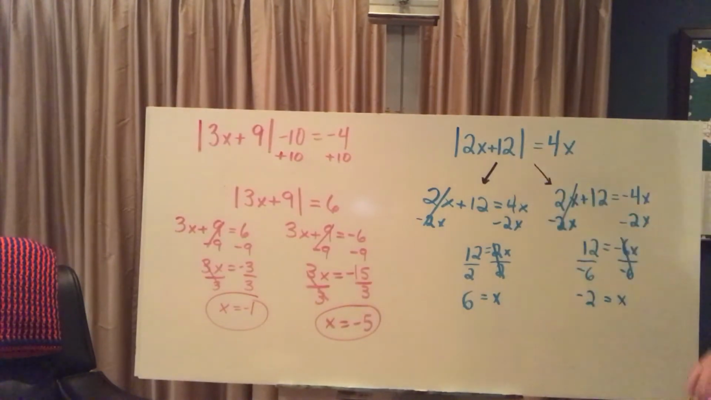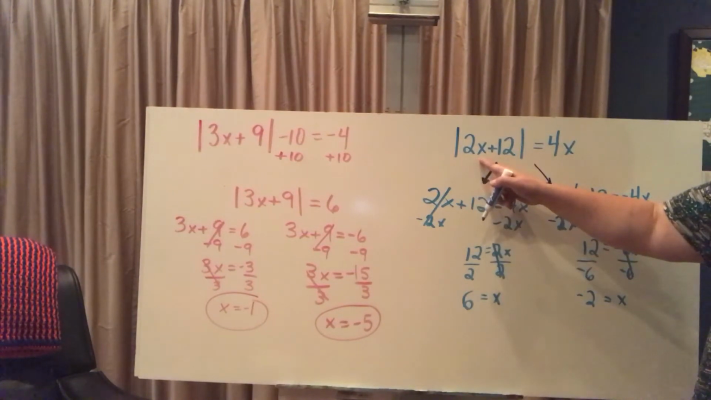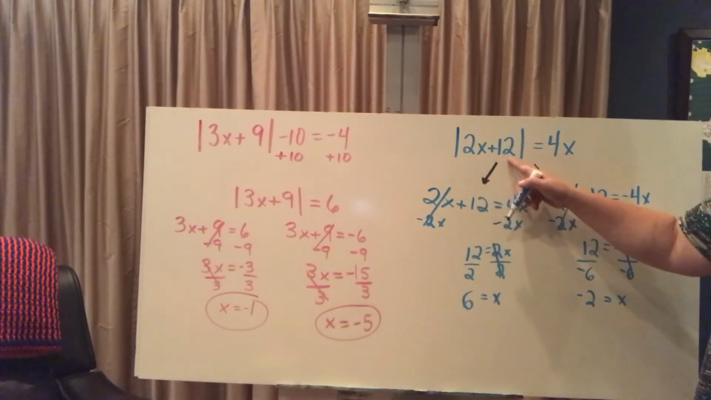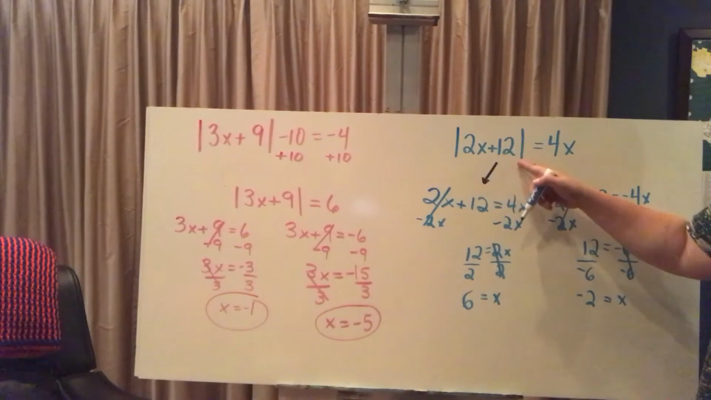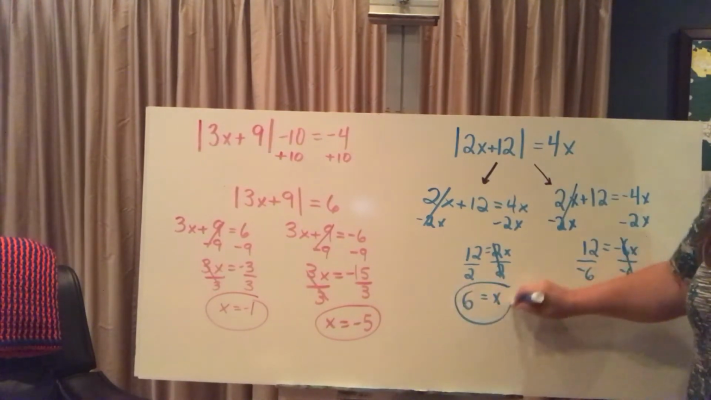Now before I consider these guys to be solutions, I'm actually going to want to check and make sure that they work when I plug them into the original. So I'm going to first plug in 6. 2 times 6 is 12, and 12 plus 12 is 24. The absolute value of 24 is 24, and 4 times 6 is 24, so this guy works.